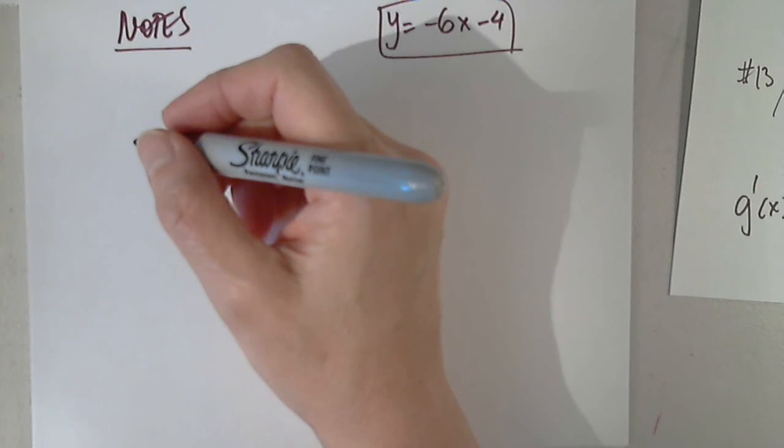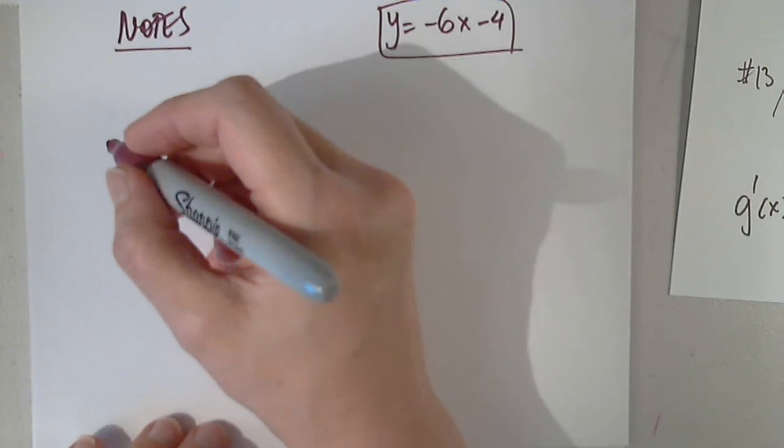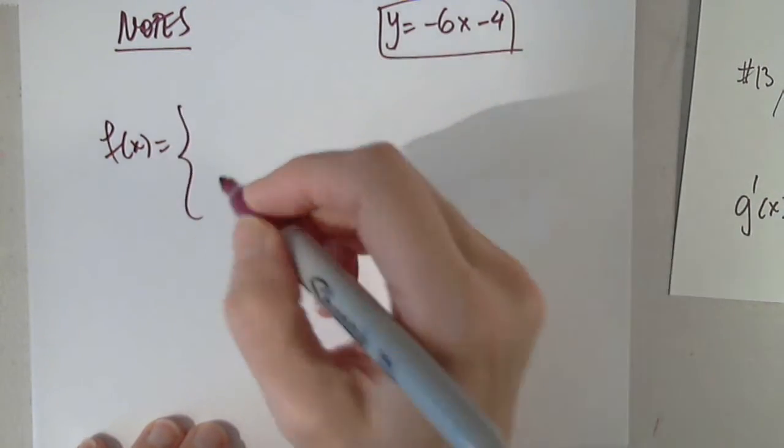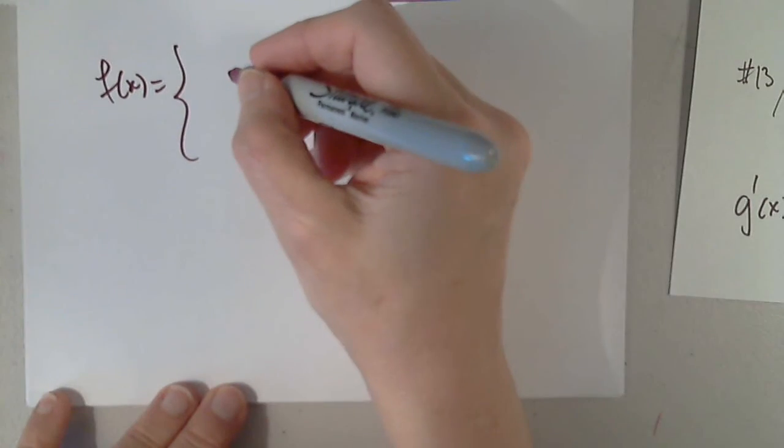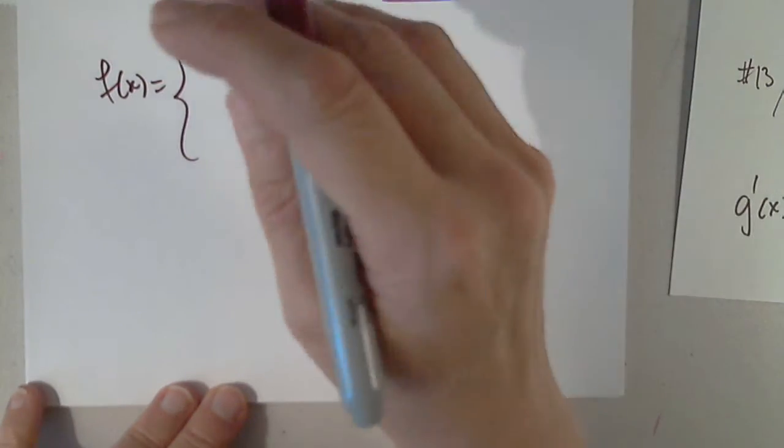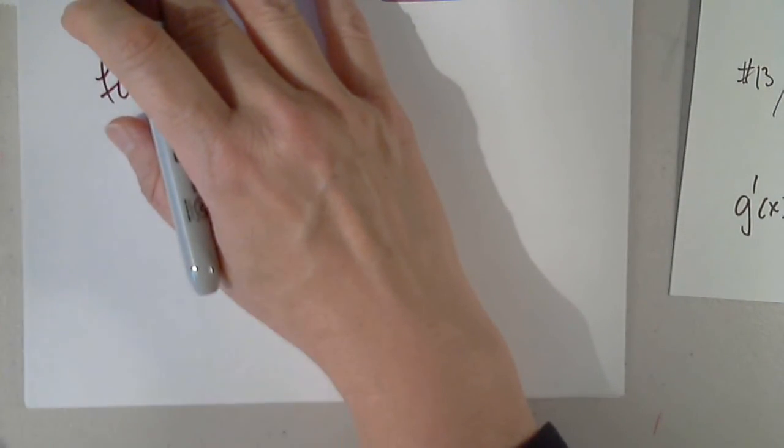It says let f be a piecewise function defined by the following, and I want you to determine the values of m and b and make f differentiable at x equals 1. Excellent. And this is a perfect question. Thank you for reminding me.